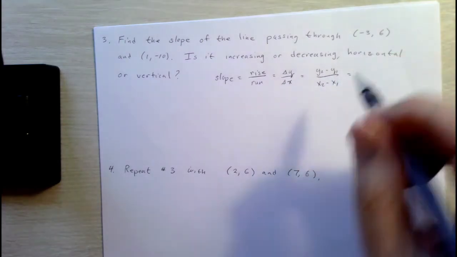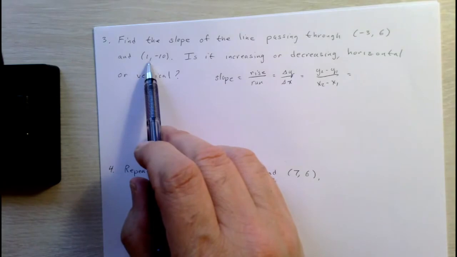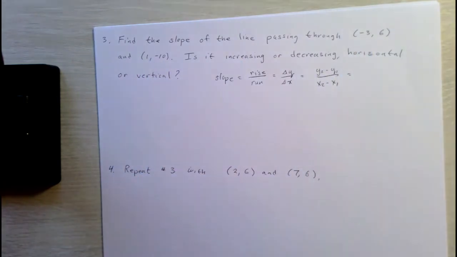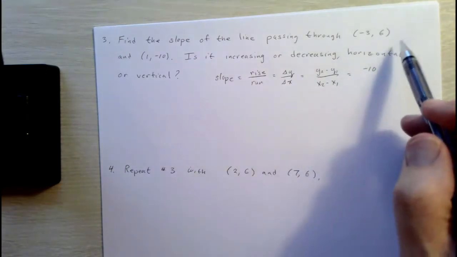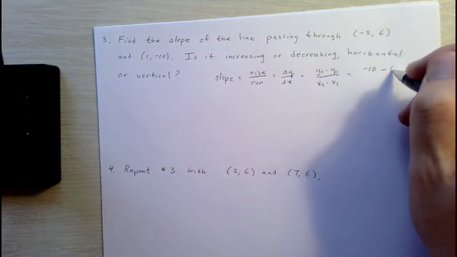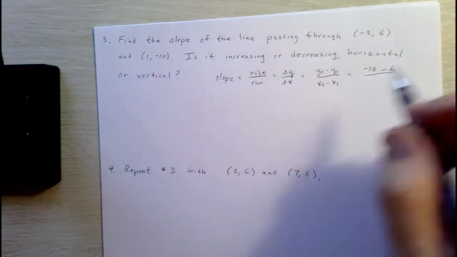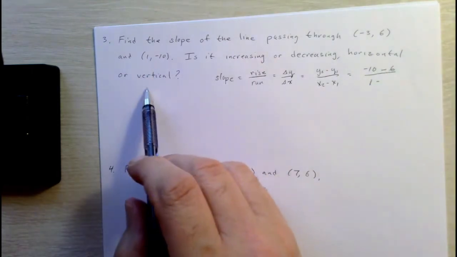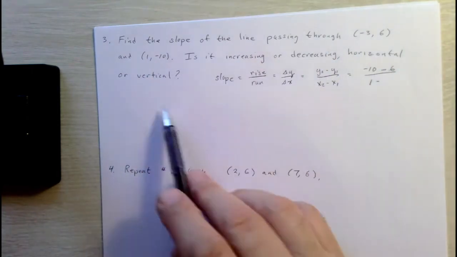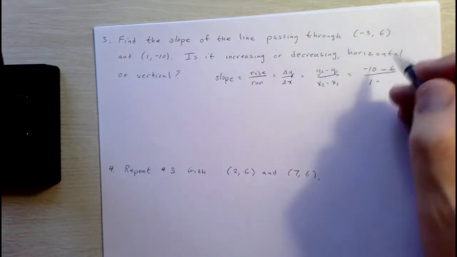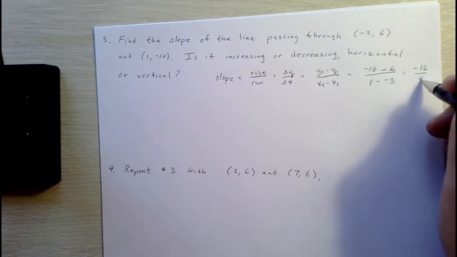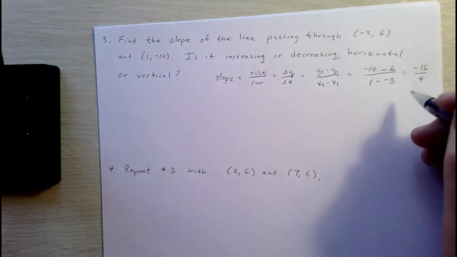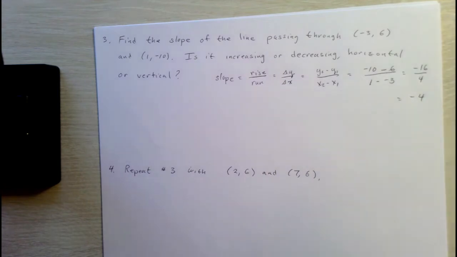So in this case, we call this the second point and this the first point. y2 is going to be -10 and y1 is 6. x2 is 1 and x1 is -3. So this is going to be -16 over 4, which is -4. So that's our slope.